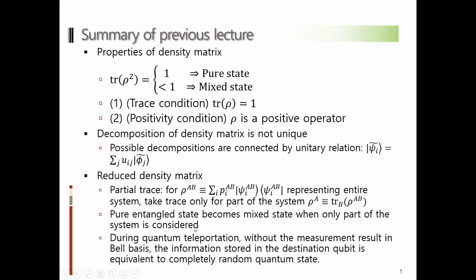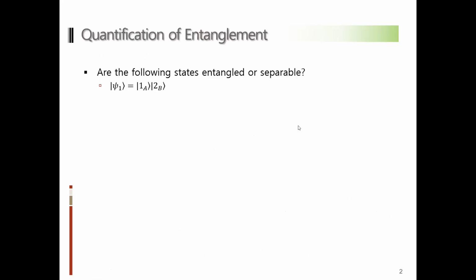So let's move to today's topic. In today's lecture and the next lecture, I will mainly talk about whether a given state is entangled or not entangled. We generally call a not entangled state a separable state, and this is the reason why we call it a separable state.